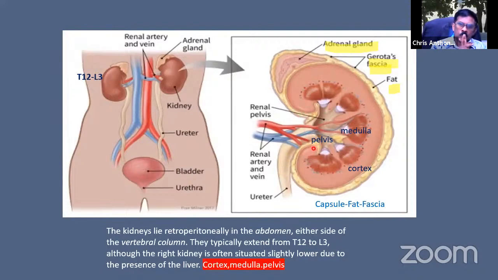The kidney itself is covered with another layer of thickened area known as the capsule of the kidney. So the outer layers of the kidney consist of a capsule, the perinephric fat, and Gerota's fascia. This is very important when it comes to the staging of tumors of the kidneys.